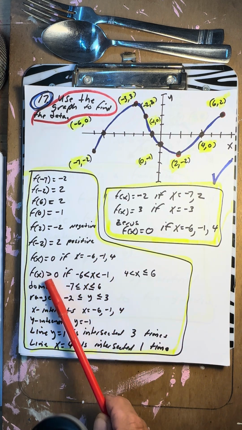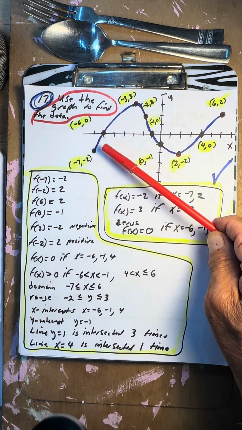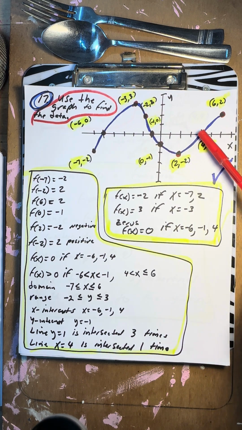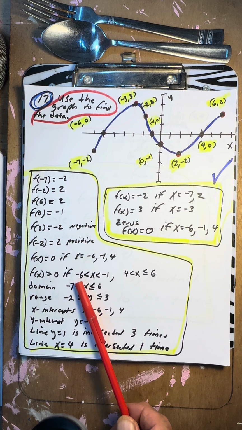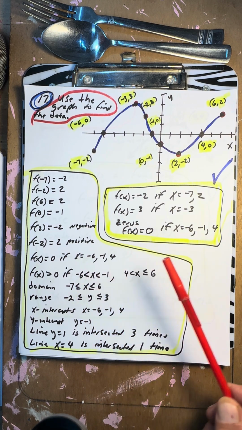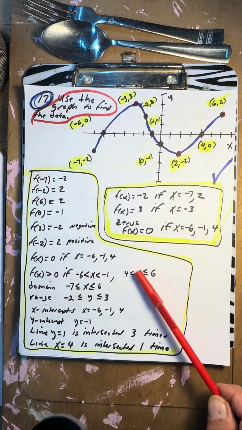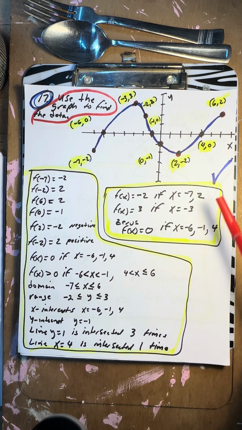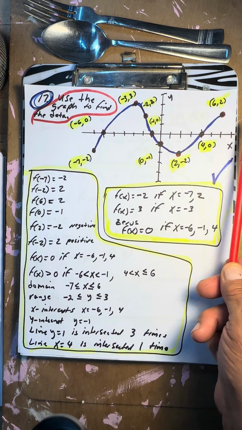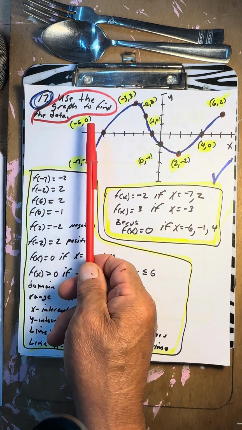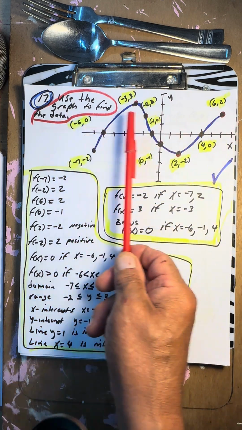When is f of x greater than 0? When is it above, up here, this right here, and this right here? So it's above right here from negative 6 to negative 1, and here from 4 all the way including the 6. The domain goes left and right, so it goes all the way from negative 7 to 6.